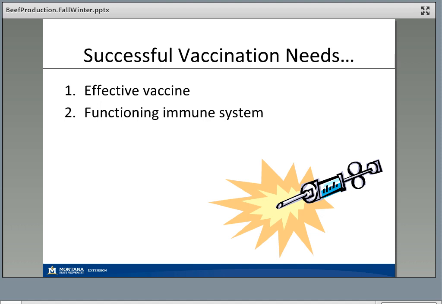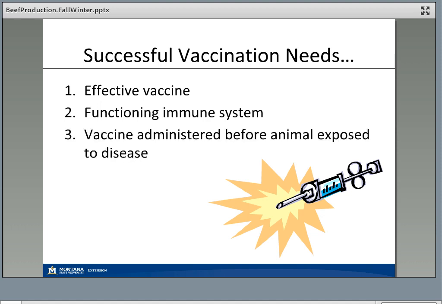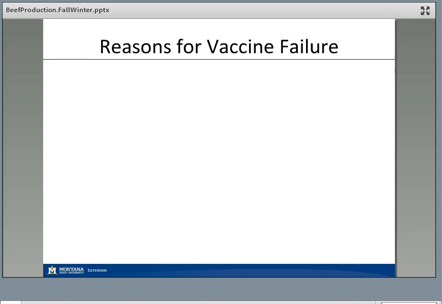So vaccines fail, and we'll go over a few reasons why that might be. It could be that we didn't get the vaccine in the animal in time and they were already incubating the disease when they were vaccinated. It could be that the vaccine was mishandled.